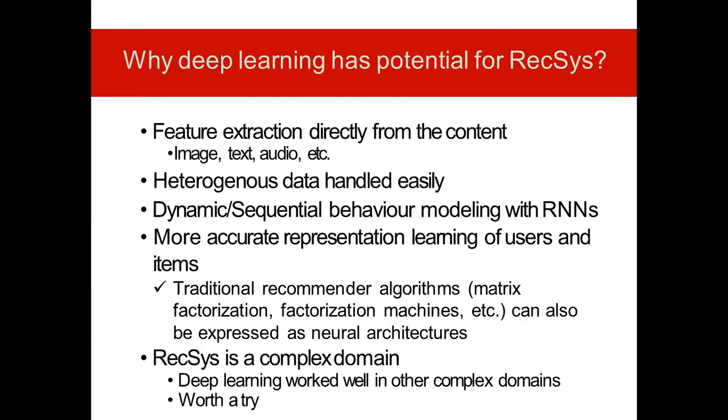And also, we can use deep learning models to model dynamic or sequential behavior, for example, by using recurrent neural networks. And we can use deep learning models to capture more accurate representations of the users and items. And lastly, RecSys is a very complex domain, and deep learning has been proved to work well in other complex domains like natural language processing and computer vision.